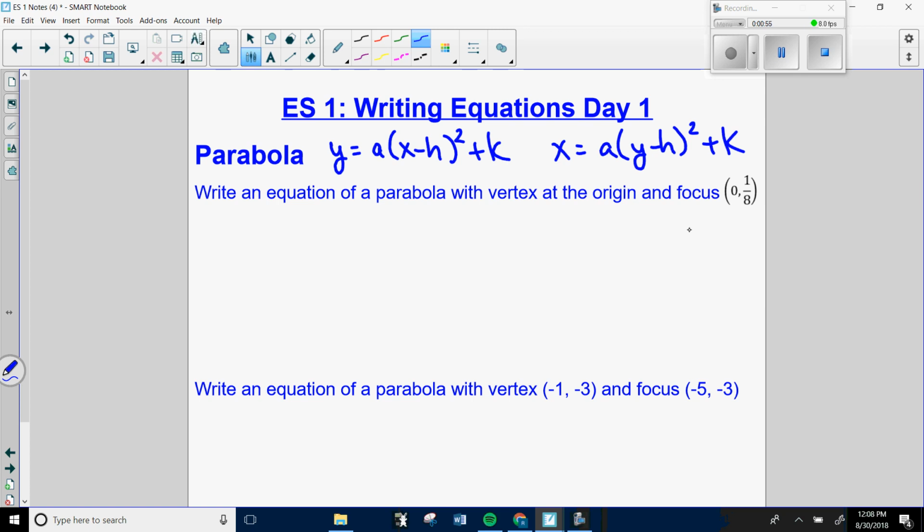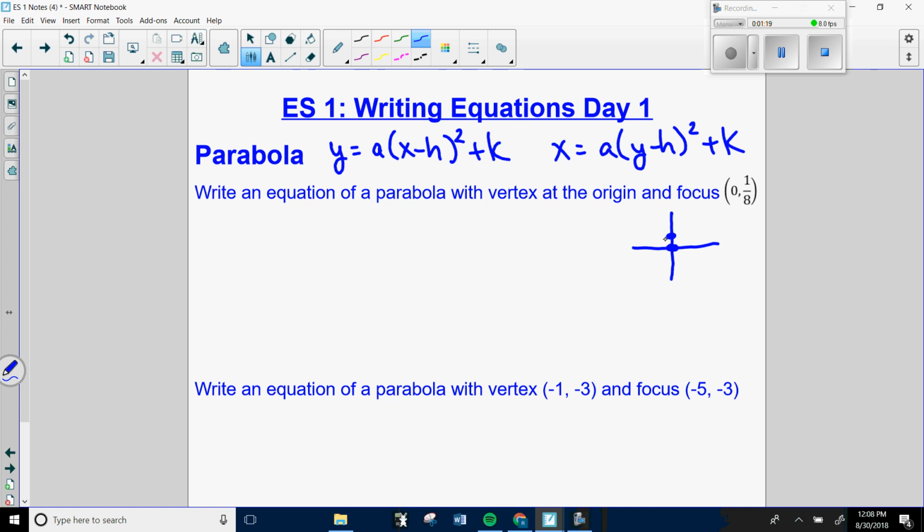One of the easiest ways to do this is to go ahead and look at what the graph would look like. The reason that we do this is that it's going to help us pick out which equation we're going to use up top, the first one or the second one. So I know the vertex is at the origin. The origin is right here. Then we also know that the focus is at (0, 1/8), so we come up here an eighth and we have the focus.